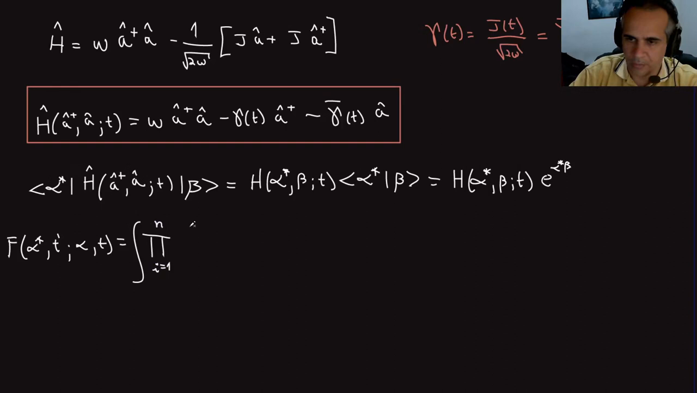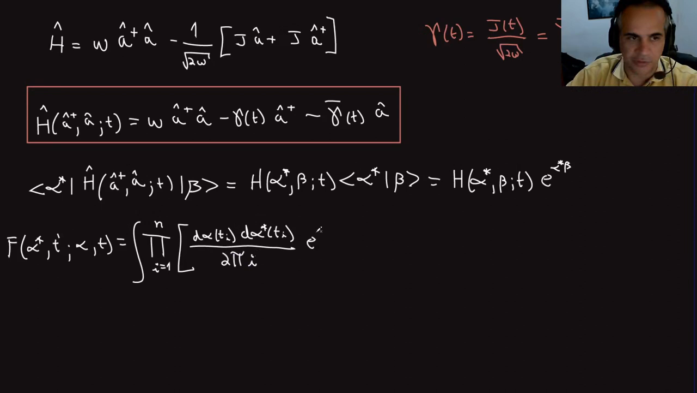For each insertion, I get an integral in alpha of ti and an integral in alpha star of ti, and I get a factor of 2 pi i. We have (2 pi i) to the n. And I also have this exponential that comes from the identity, alpha star of ti alpha of ti. These are all the times I inserted.